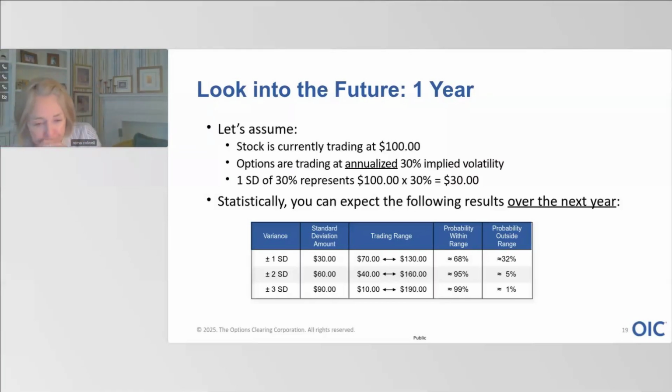And of course, 3 standard deviations out is basically that huge hurricane that's supposed to happen once in 100 years, which is why you have that probability of less than 1% of it moving 3 standard deviations.